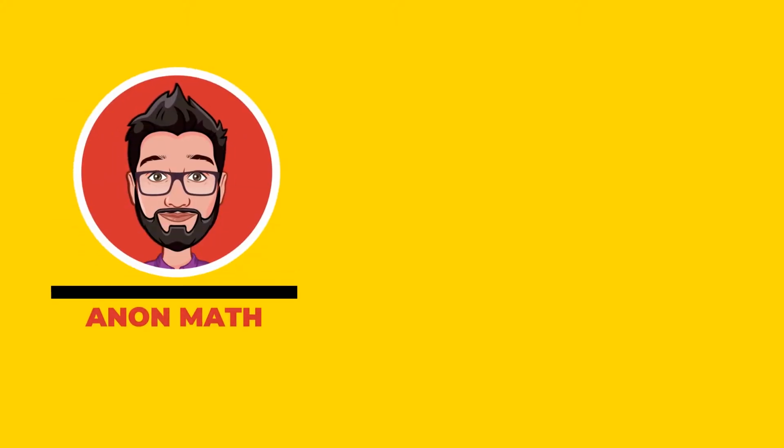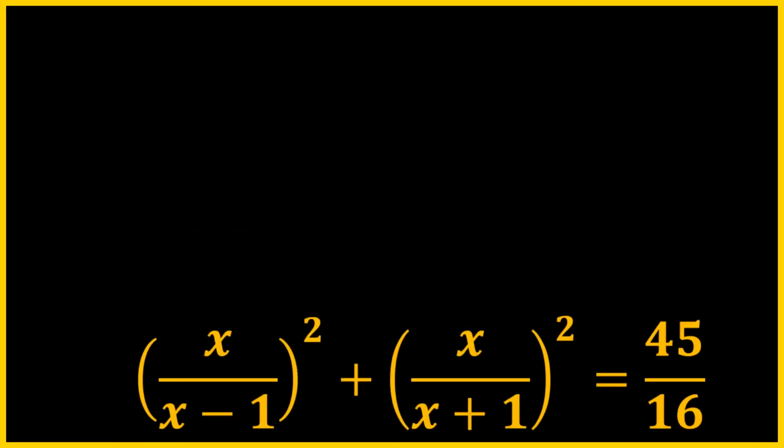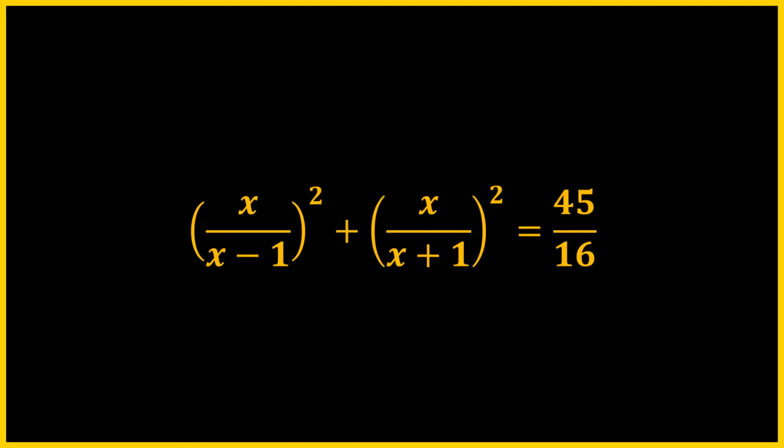In this video, we're going to take a look at a very nice rational equation. The equation is (x/(x-1))^2 + (x/(x+1))^2 = 45/16. And we're supposed to solve this for x.